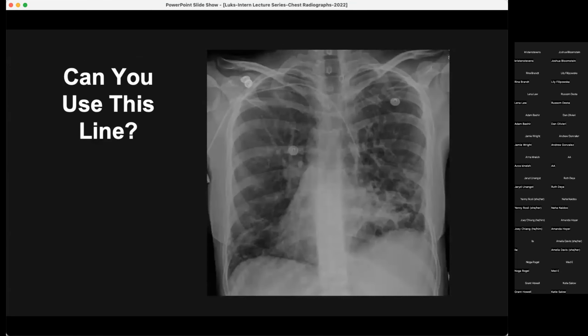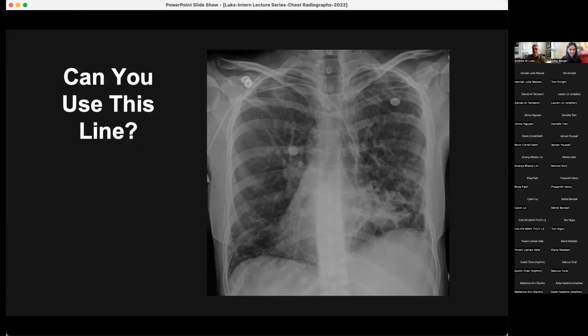So here's another example I want you to look through, and you can put your answers in the chat. What do you think about the suitability of using this central venous catheter? Safe to use or not safe to use? Okay, it looks like a couple people putting in the chat that they don't think this catheter is safe to use.